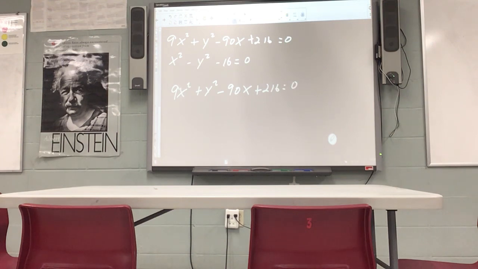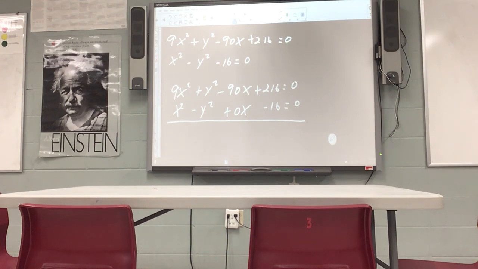Okay, the bottom one, I've got a 1x squared, a negative 1y squared, a 0x, a negative 16, and a 0. So now I've got like terms, then we draw our line and get ready to do our math.